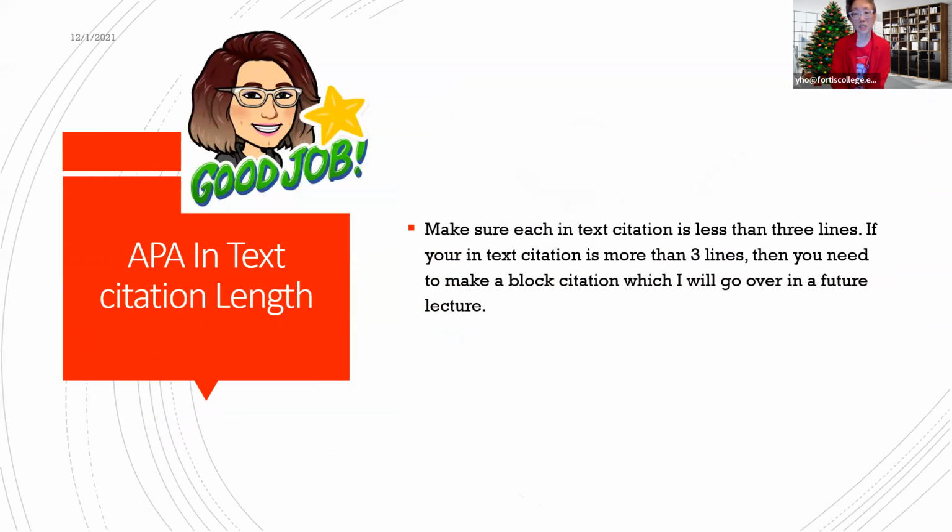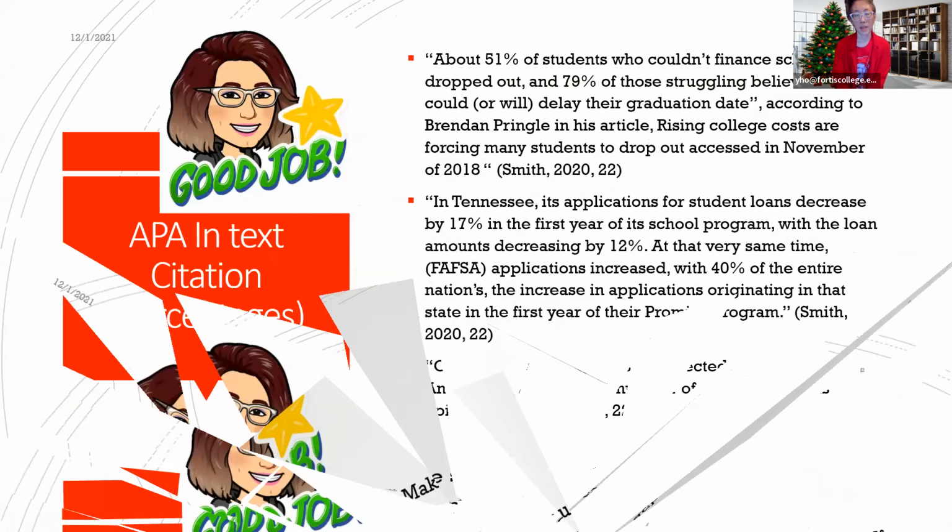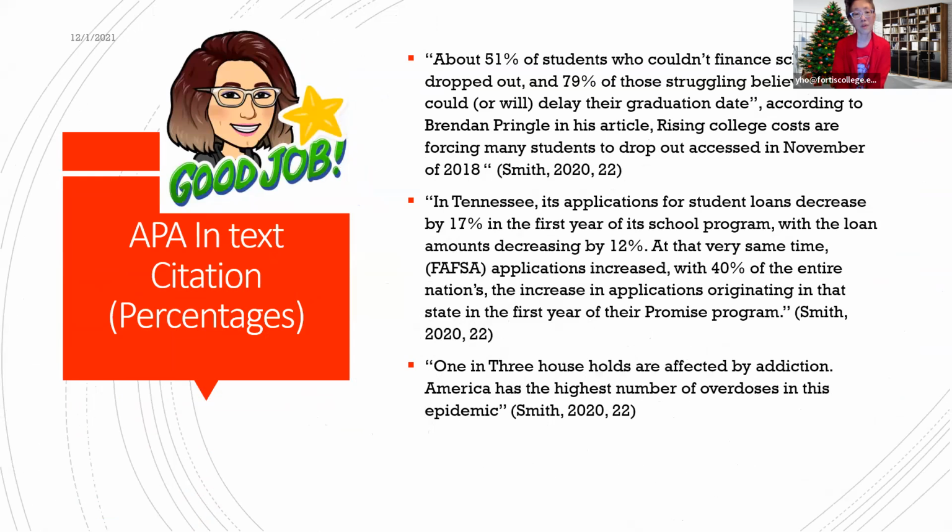Make sure each in-text citation is less than 3 lines. If your in-text citation is more than 3 lines, then you need to make a block citation. Here are some examples of percentages. So if you're going to use percentages, you need to put in the author's name, the date, and the page number. Here's an example of a direct quote.